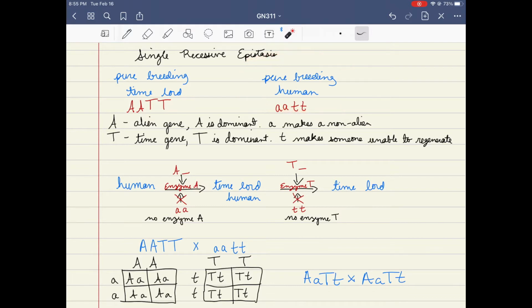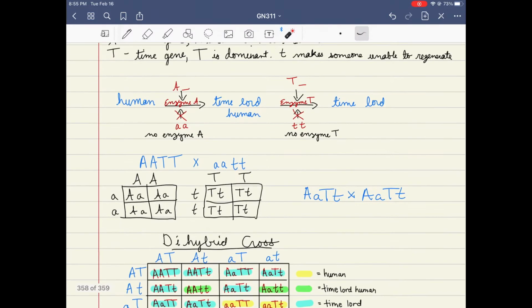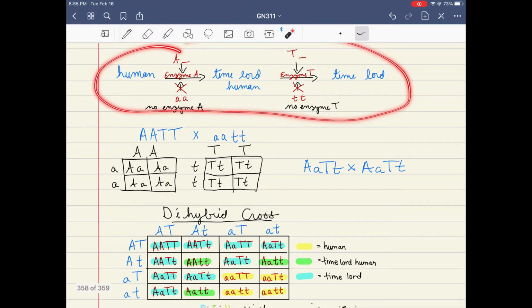As you'll see, in order to be considered a Time Lord, you have to have that alien gene, which has to be at least a big A. And then in order to be a Time Lord who can also regenerate, you have to have the time gene, which is going to be expressed by a big T. So we do have a little diagram right here to see how it flows.